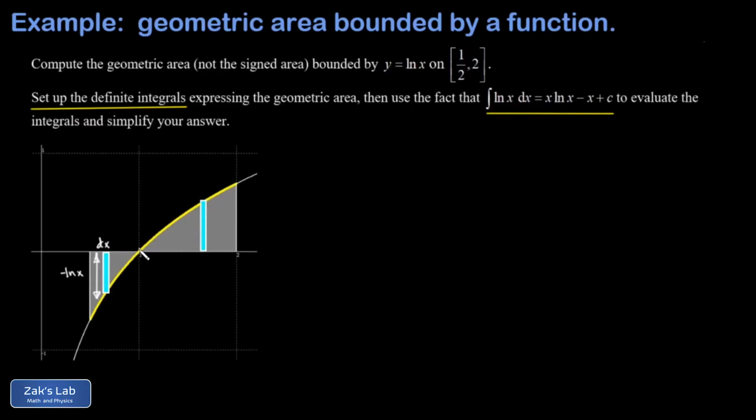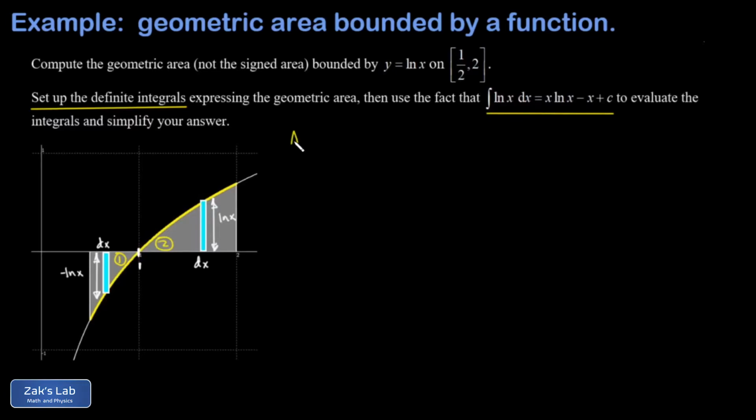And then we split our integration interval at x equals 1. That's where the natural log function crosses the x-axis and becomes positive. And so in the right-hand region, the height of each rectangle is the natural log of x because that's a positive number. And the width, again, is just dx. So I'll label the region on the left region 1 and the region on the right region 2.